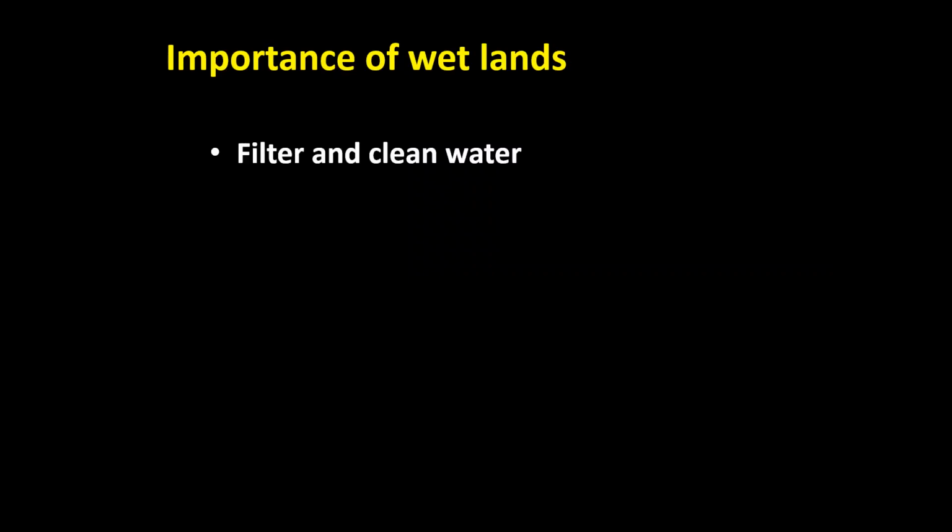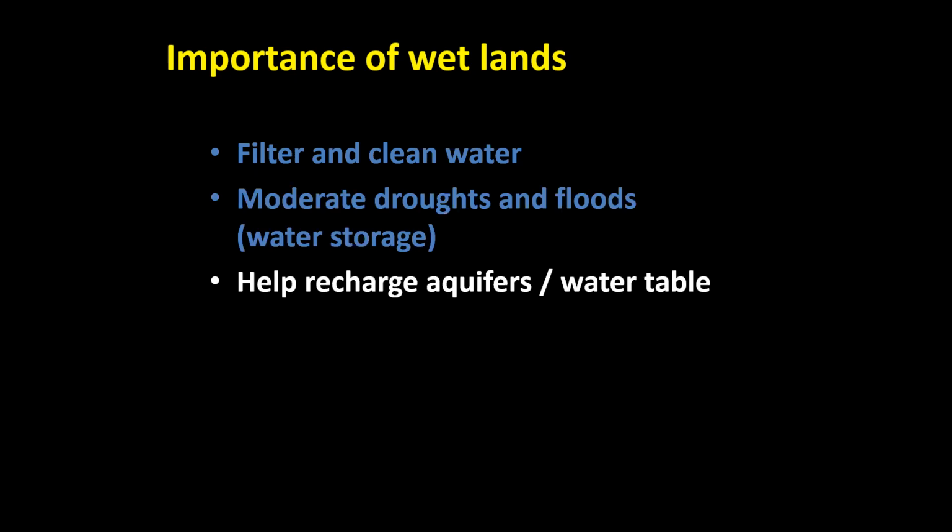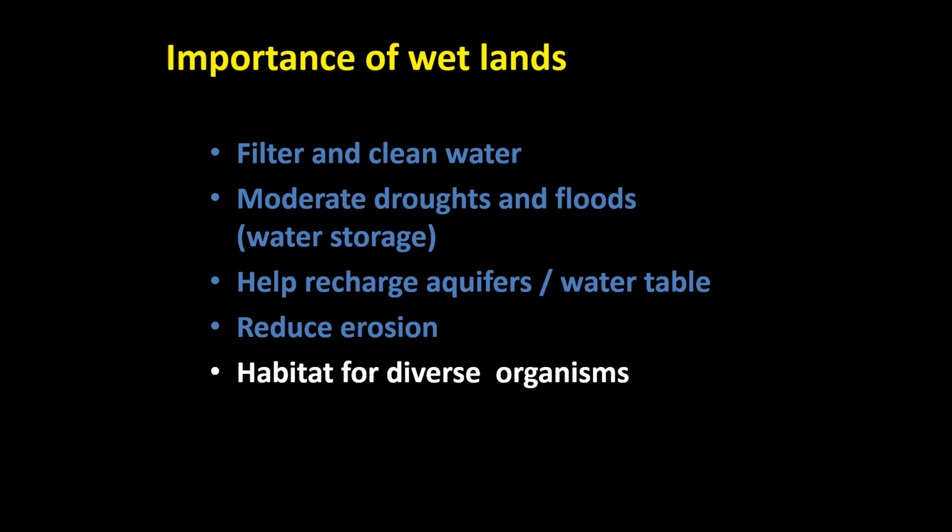Now, the importance of wetlands is they filter and clean water for our use. They do an ecological service, and they moderate droughts and floods. So they act as a water storage unit, releasing water during dry times and absorbing a lot of water during flood times. So they help recharge aquifers in the water table, and they reduce erosion, and they're a habitat for diverse organisms. So wetlands are very important.